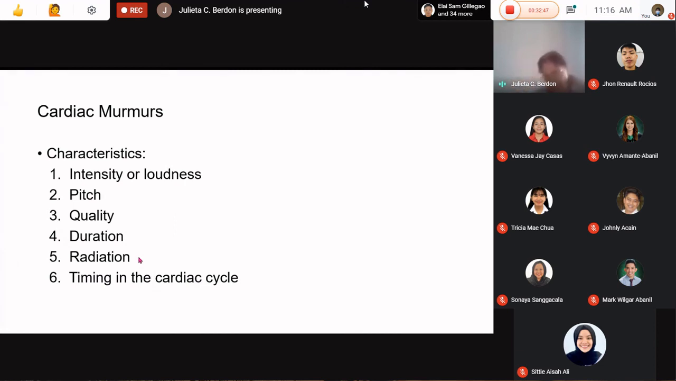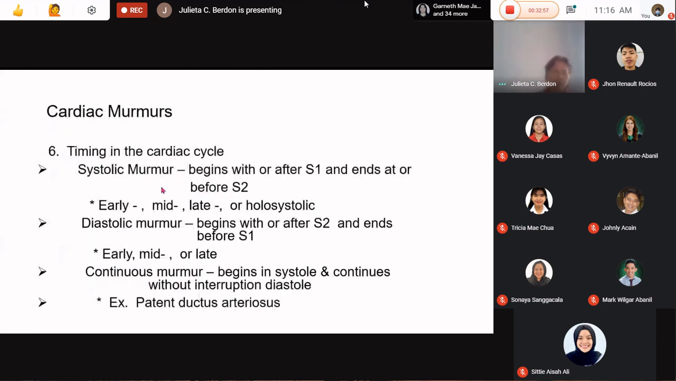The timing of the cardiac cycle is very important. You have to say whether the murmur is systolic, diastolic, or continuous, meaning it begins in systole and ends in diastole. You have a systolic murmur if the murmur begins with or after S1 and ends anywhere before S2. If it begins with or after S1 and ends early, in the first part, you have an early systolic murmur.